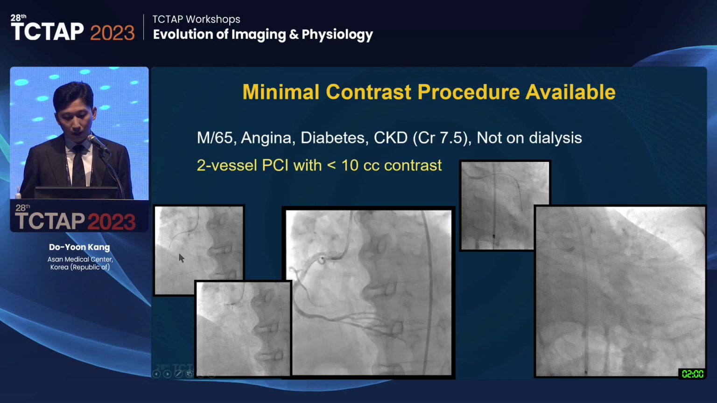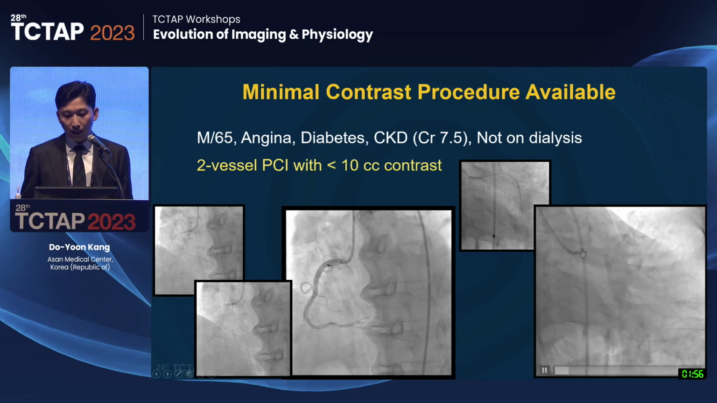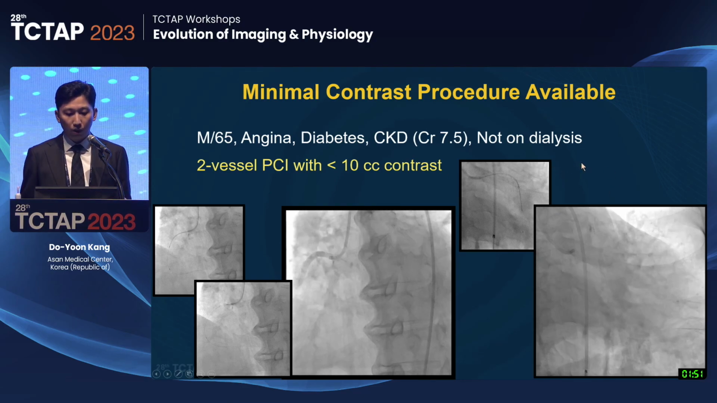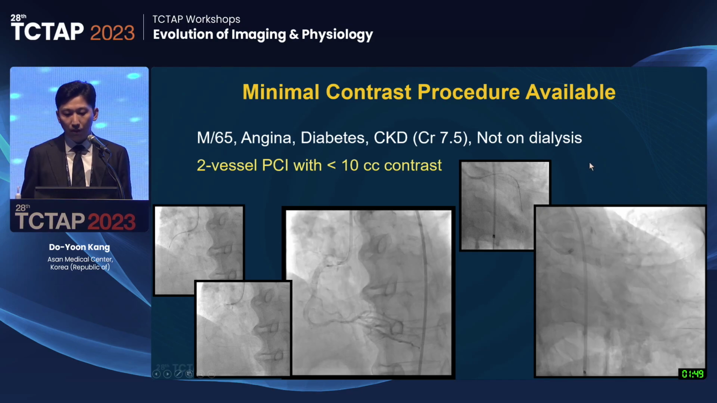I checked the landing zone with the IVUS, just implanted the stent, and optimized with the IVUS result. And 2-vessel PCI was done under 10 cc of contrast.